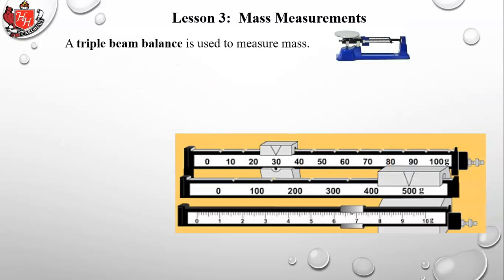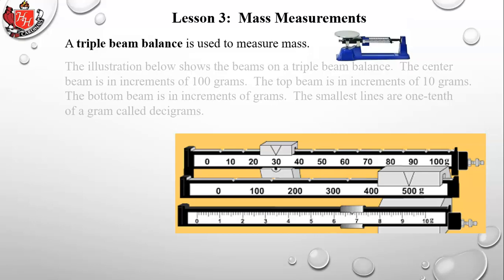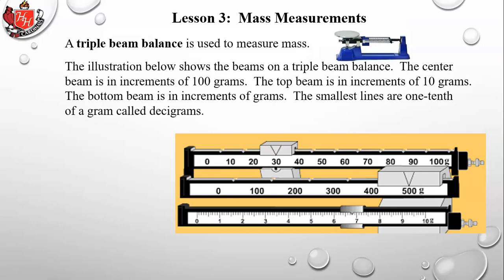All right, this is a triple beam balance. You've seen this in science classes. Triple beam means 3 beams, so there's 3 of them. The illustration below shows the beams on a triple beam balance. The center beam is in increments of 100 grams. The top beam is in increments of 10 grams. And the bottom beam is in increments of grams. The smallest lines are 1/10 of a gram, and they're called decigrams, although we seldom ever use that word. We would usually say 1/10 of a gram. That's the beam on the bottom.